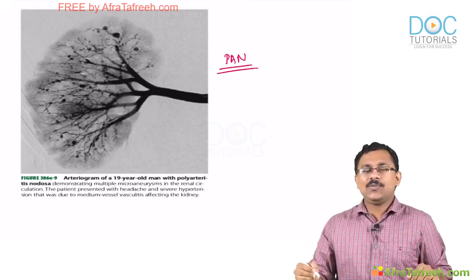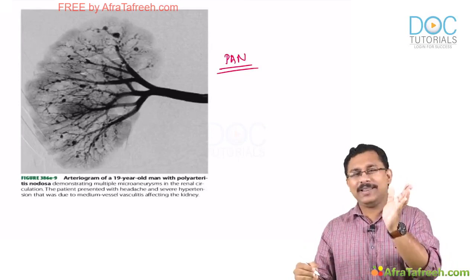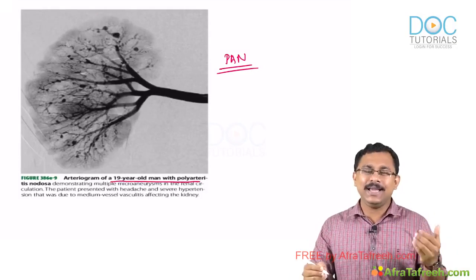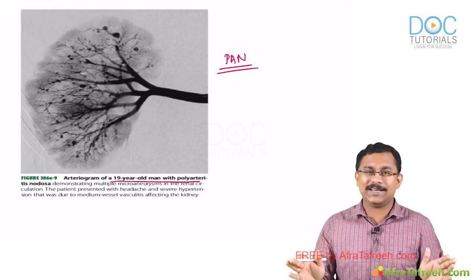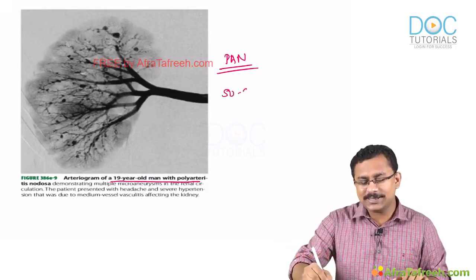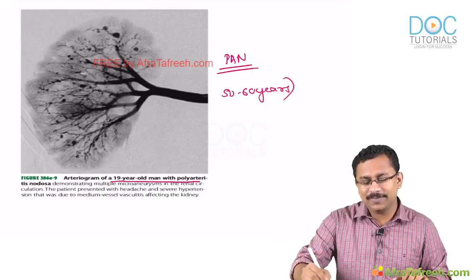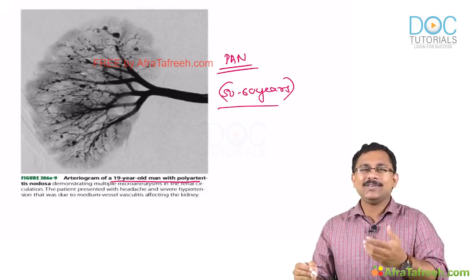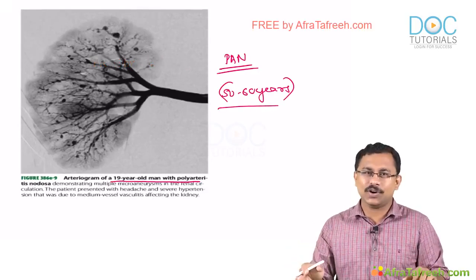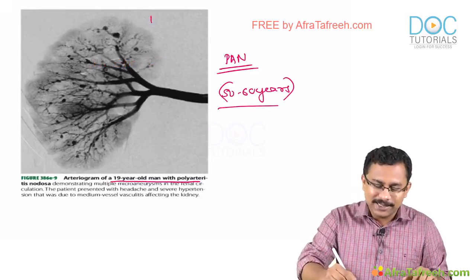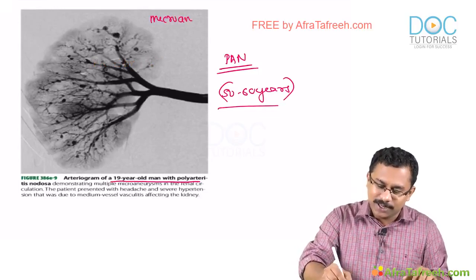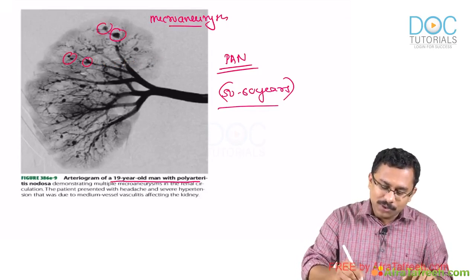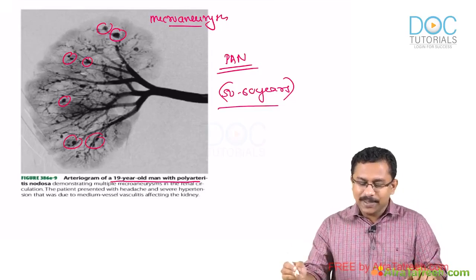I told you the age group is 50 to 60 years, but this can even present in a younger age group. Remember, this is a rare presentation. The common age group is 50 to 60. This image from Harrison shows a 19-year-old, so I'm just telling you that there can be atypicalities also. Here you can see multiple microaneurysms. Can you see them? Throughout the renal vasculature you are seeing the aneurysms.